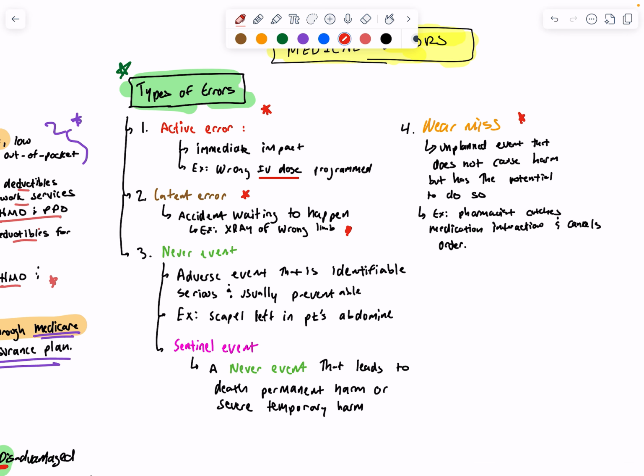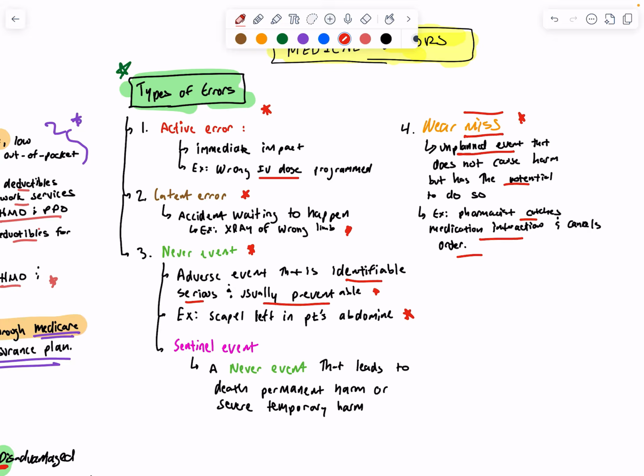Near miss is an unplanned event that does not cause harm, but has the potential to do so. But it is a near miss. Miss meaning it does get caught. So pharmacist catches medication interaction and cancels the order. And then never events, adverse event that is identifiably serious and usually preventable, but it hasn't caused significant permanent harm or death yet. So identifiably serious or usually preventable.